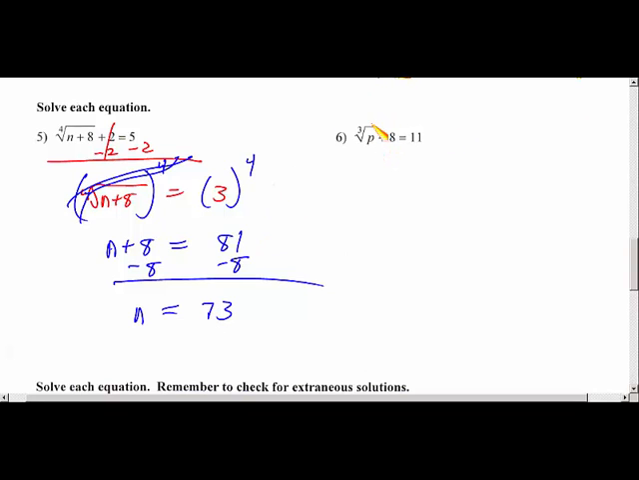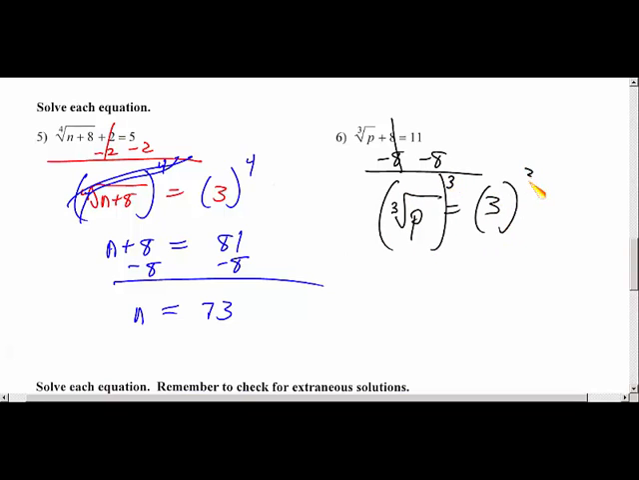Alright, so in the next one, I have the third root, and I'm going to still do the same thing. I'm going to isolate the radical all by itself on one side of the equation, and then I'm going to raise both sides to a power equal to the index of the radical. That's going to cause the radical to disappear, and I'll be left with p equals 27. That's what 3 cubed is.